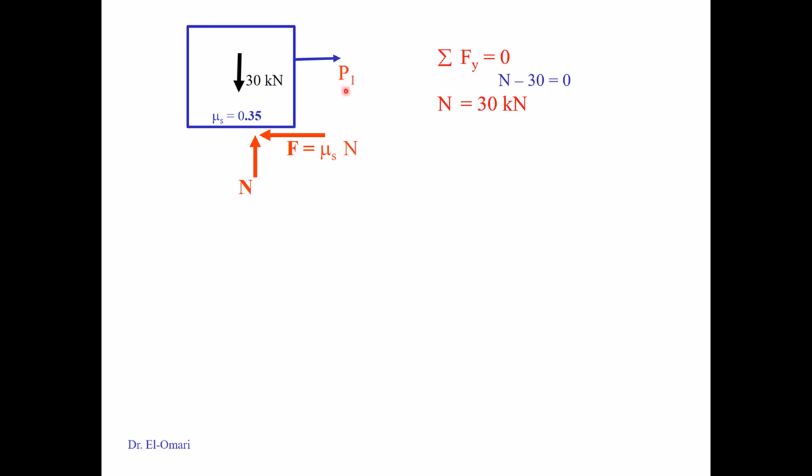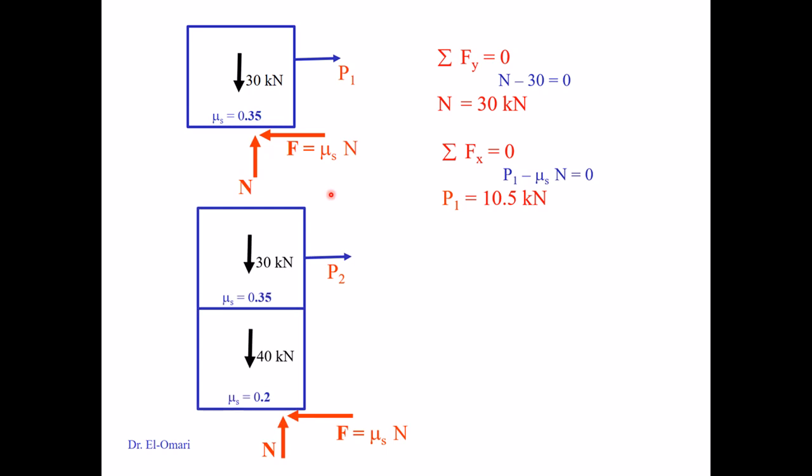Here notice an important step that we did. We already set the friction force to reach its maximum, because the question asks what is that P that will put this in motion, or what is that P that will make the friction force reach its maximum. That's why we already set the friction equal to mu s times N. So followed by that, to find that P with the knowledge of the normal force that we found from the forces in the vertical, and the forces in the horizontal, you get that P1 is equal to 10.5. So this is the first case.